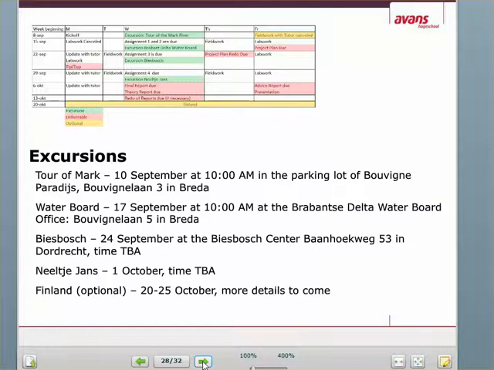Excursions, as I mentioned, these are the excursions. So the Tour of the Mark, unfortunately, I will not be there. That's this Wednesday, the 10th of September at 10 a.m. in the parking lot of Boevinha Paradise. I believe it's a restaurant. It's called Boevinha Paradise. You can Google it. It's Boevinha Laan 3. Do you know where the Maasbos is? It's right there, right next to the castle. But if you Google it, you'll see it. It's really easy. It's a 5-minute bicycle ride.